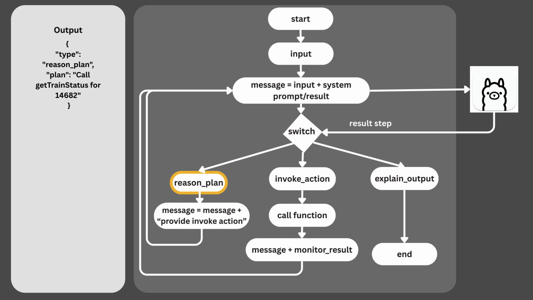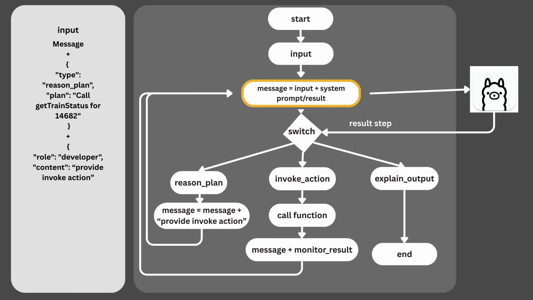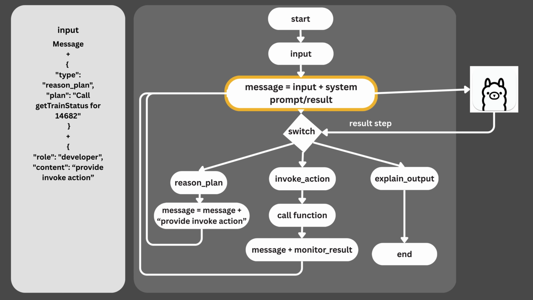So our switch case is going to handle it and consider this as a reason plan. What we will do is append this message with a prompt to invoke action. So this was a plan. Now we need an action to actually call the function. So we append it to the message and go back to the LLM, specifying, okay, everything is fine, this plan looks good, we need to provide the action to actually call the function.